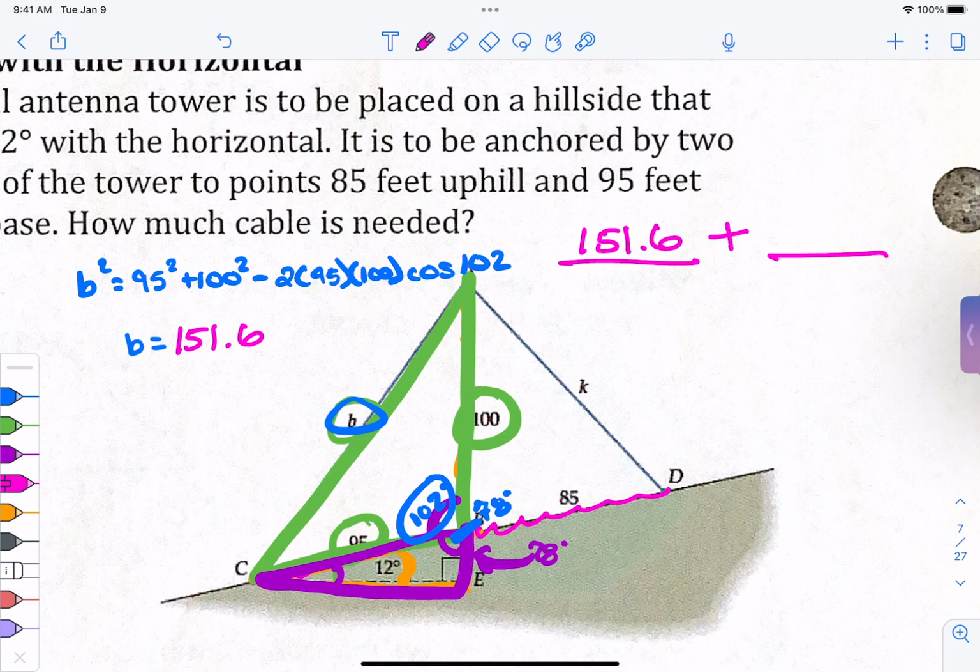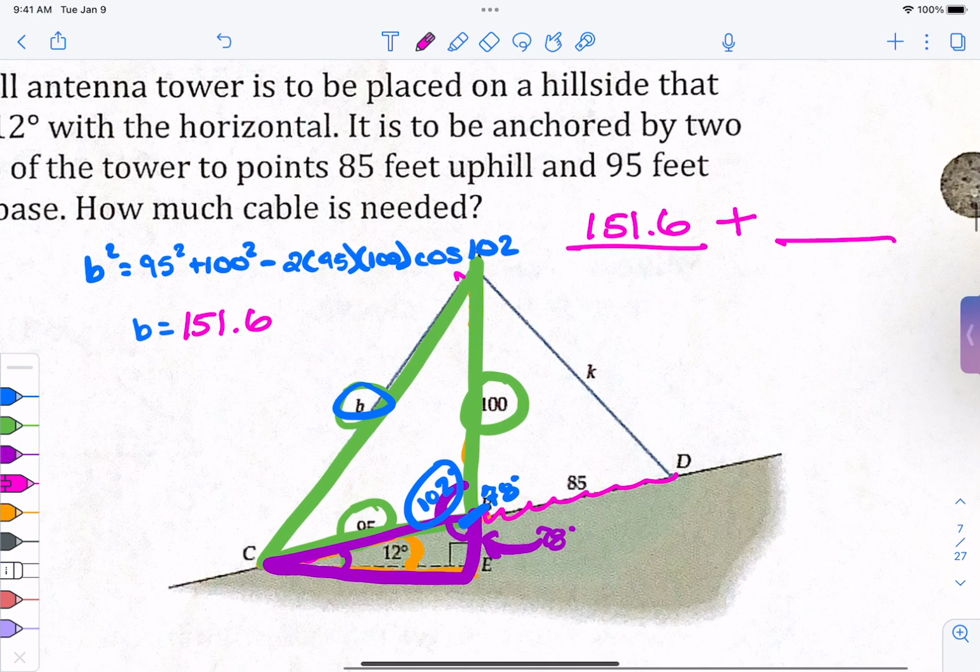So this is what Libby did. She used SOHCAHTOA to find this length right here, added that to 100 to make this length, and then used SOHCAHTOA again to find B. Does that make sense? So she did two SOHCAHTOAs to find B. She's smart. Yeah, that would work. Okay, so 151.6, that's this side right here.